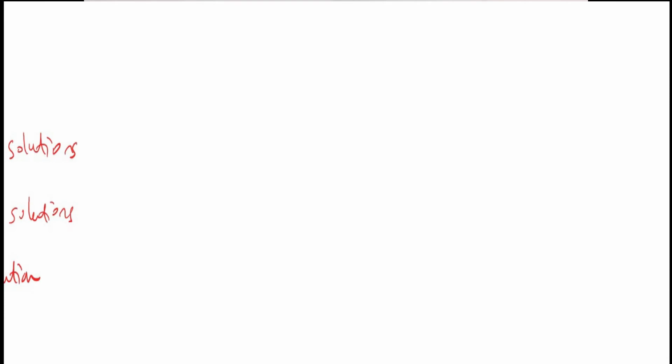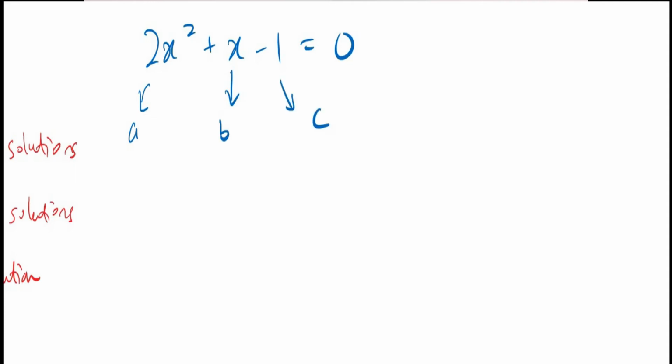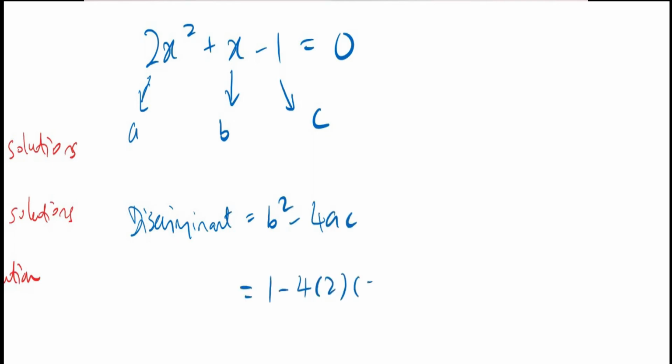Okay, let's look at one example. This equation here that we have, 2x squared plus x minus 1 equals 0. The a is 2, the b is the coefficient of the x, which is 1, and the constant c is negative 1. So putting that into your discriminant, which is b squared minus 4ac, you have this, and it gives you a 9, which is greater than 0. So you know that this equation actually has solutions. How many of them? Two of them.